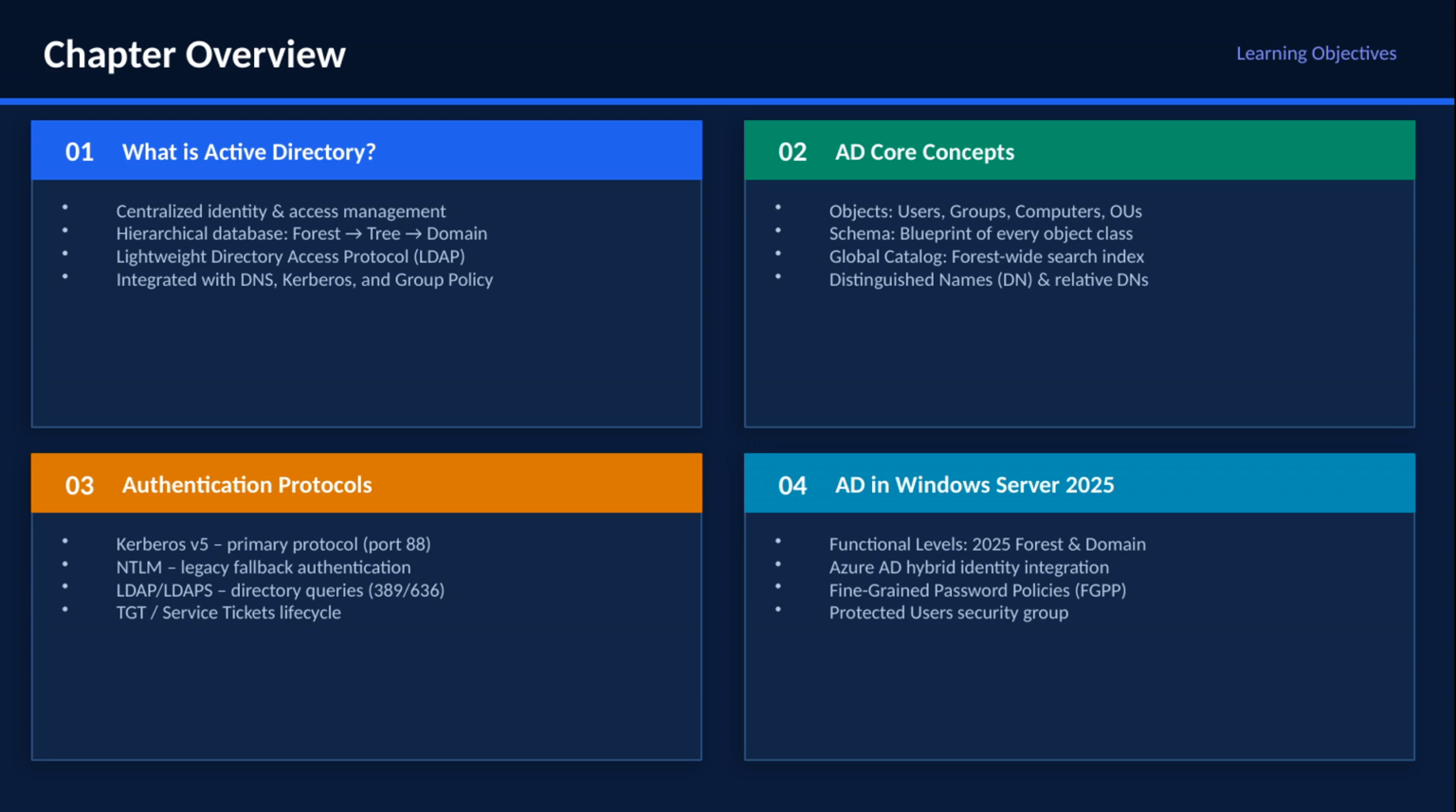Active Directory was first introduced in Windows 2000 and has evolved significantly. In Windows Server 2025, we have tight integration with Azure AD, enhanced security defaults, and functional level improvements. The logical structure of AD has three key layers. Forest, the outermost container, shares a common schema. Tree, one or more domains that share a contiguous DNS namespace. Domain, the core administrative and replication boundary.